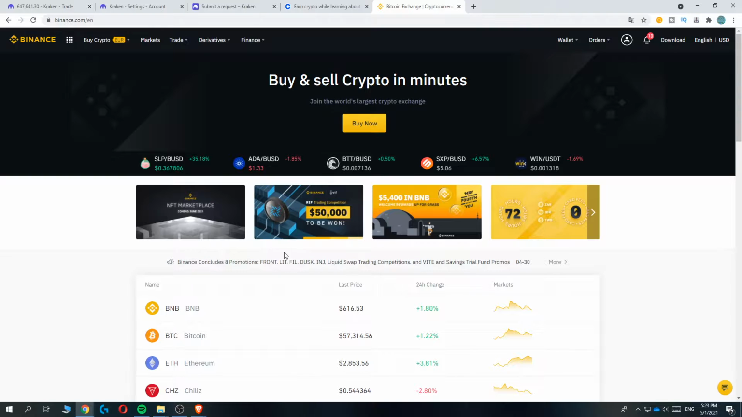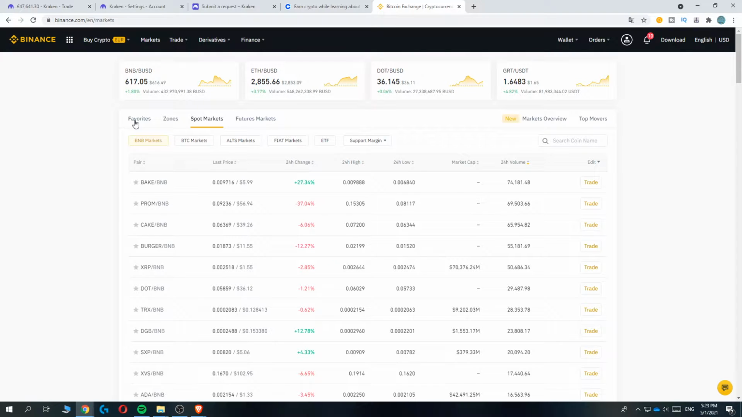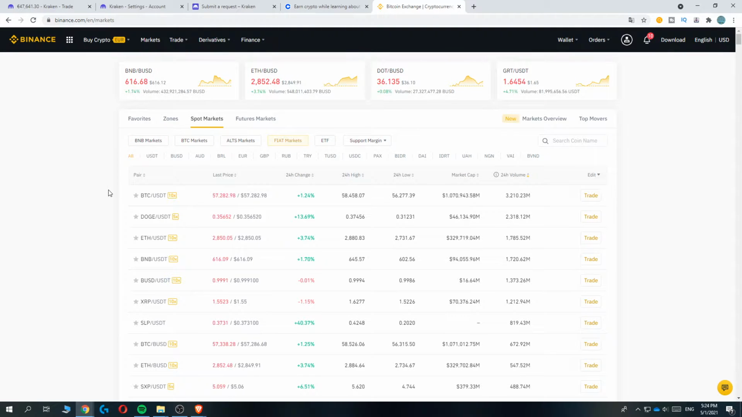So first, log into Binance and then go to the market. When you hit market, you get this. You get favorites, zones, spot markets, and future markets. The chances are high that you have traded in the spot market. So if you used just USD Tether, like a fiat spot, you want to go to fiat market, where you bought Bitcoin, for example, with your own money.